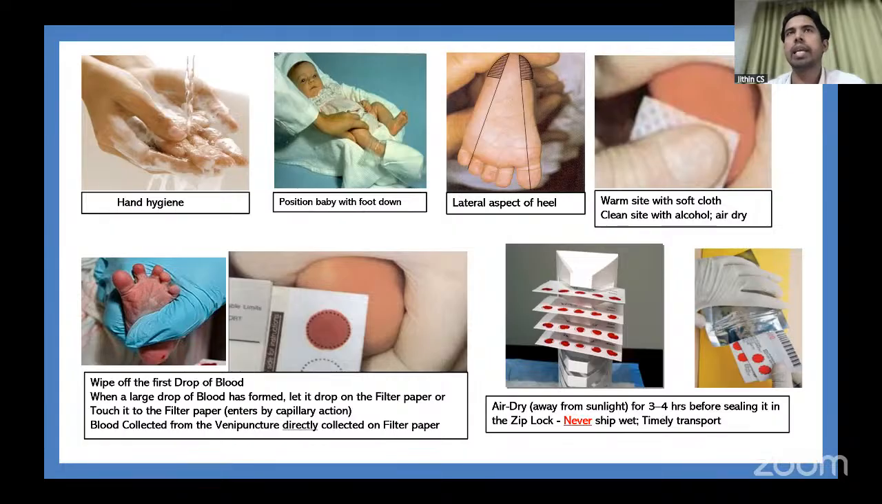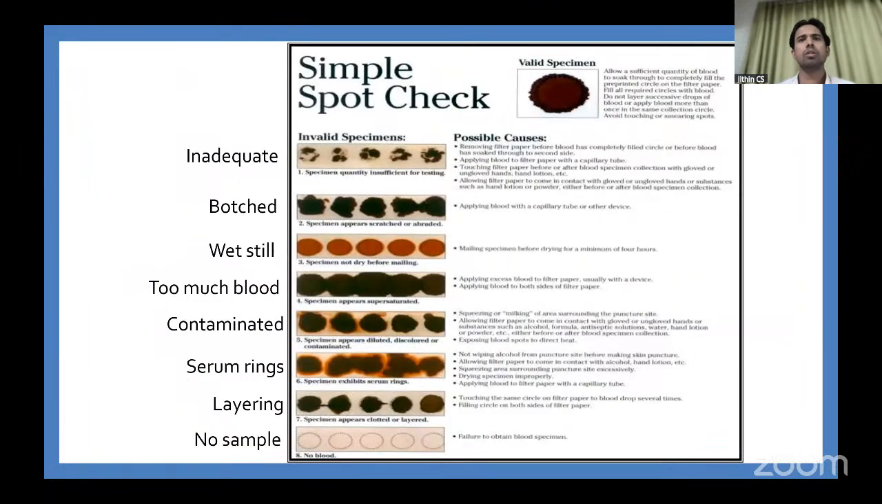This air drying is particularly important before transporting to the NBS laboratory. Before transporting, we put each card in an individual wrapper and send them on a particular day to the laboratory. These are the common errors that can happen during DBS collection. One could be inadequate sample collection. Some will collect only 3 circles. So why should we collect all 5 circles?